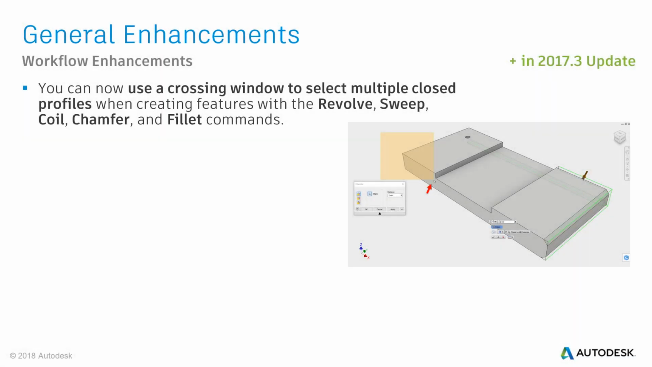You can now use a crossing window to select multiple closed profiles when creating features with the revolve, sweep, coil, chamfer, and fillet commands. This improvement is available as of the 2017.3 update.